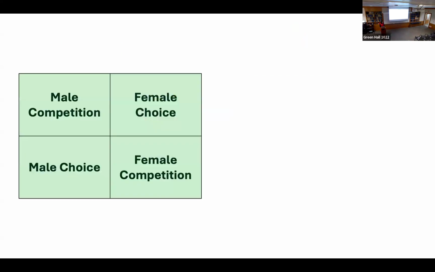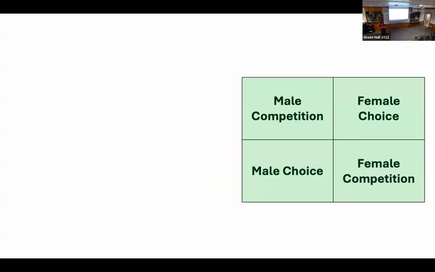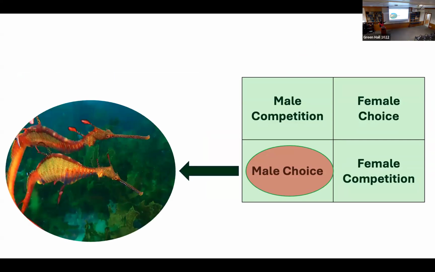We also know a fair bit about female choice. An example here is these bowerbirds. The males, of course, put up these wonderful displays, and the females then choose among the bowers of these males. So there's a lot of information on female choice as well. Now, male choice has slightly less information, but we still have studies of it. For example, a lot of pipefish and seahorses have male choice.